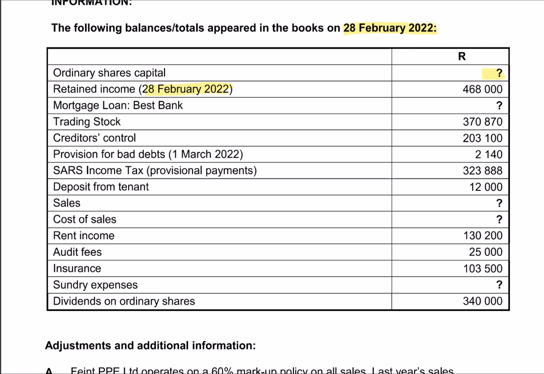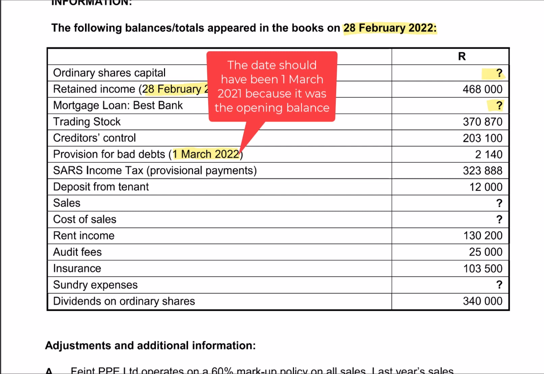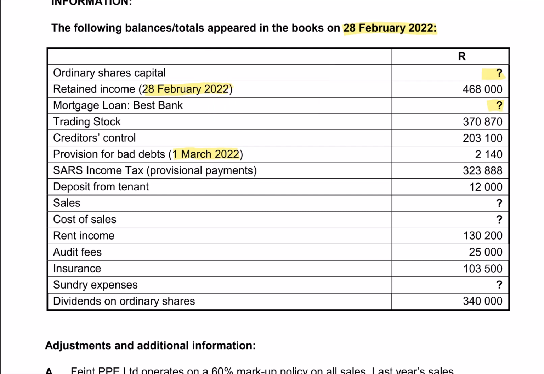Mortgage loan, Best Bank, question mark. Then trading stock, you're given 370,870. Then creditors control, 203,100. Provision for bad debts, that's 1 March 2021, the opening balance or the previous provision for bad debts, that is 2,114. SARS income tax provisional payments. There's a question that we dealt with on provisional payments. We'll see how we work it out, whether there is a tax liability or tax asset at the end.